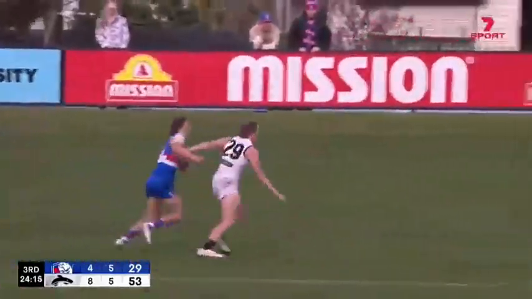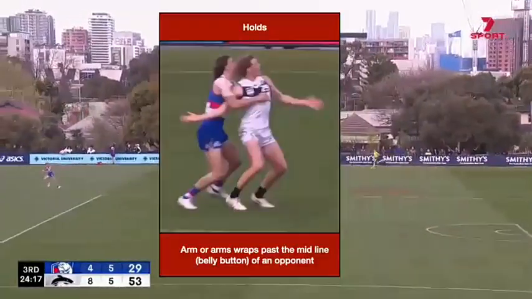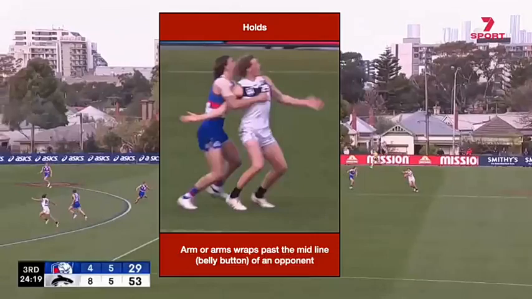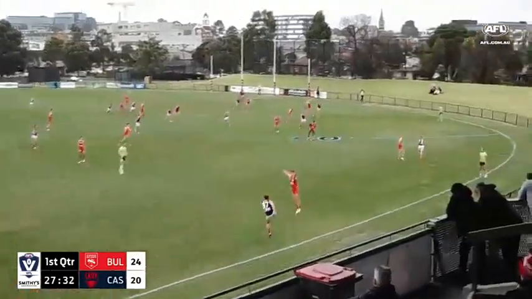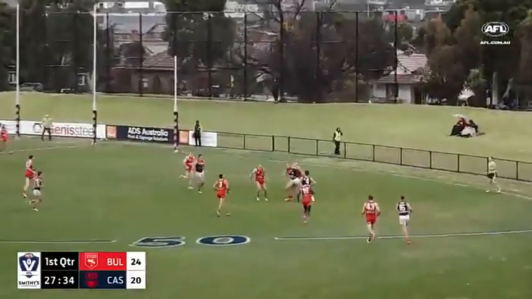Forward observation, and what you see there, as soon as I put a screenshot on, you can see the right arm wrapping around the midline of an opponent. Free kick, hold. Same as this example. There it goes.